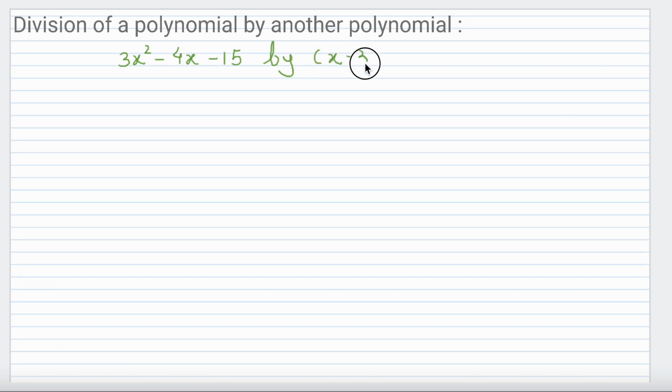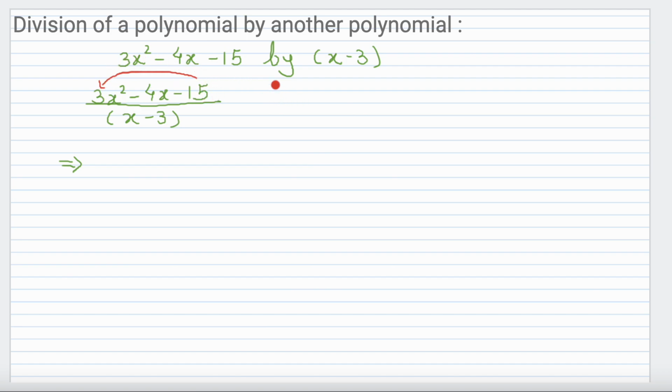x minus 3. Okay, so what we are going to do is solve the trinomial expression first, and we keep the x minus 3 aside. How can you solve this one? First you have to multiply. We know that every time we have to find the multiplication of A and C. This one is A and this one is C, so you have to multiply these.